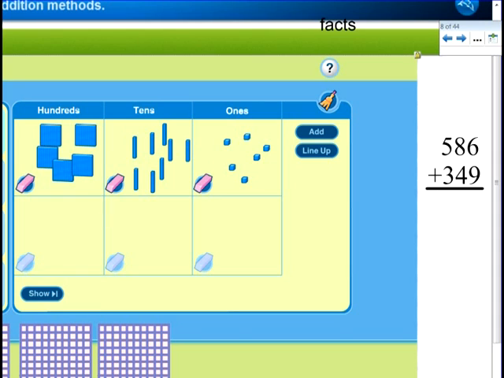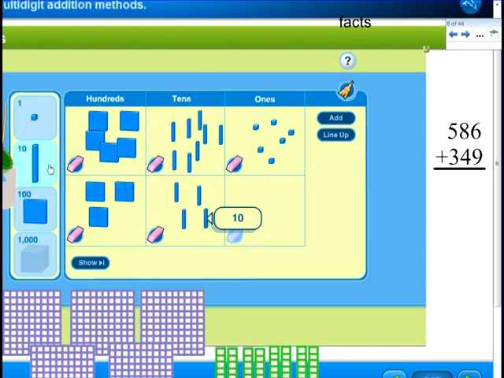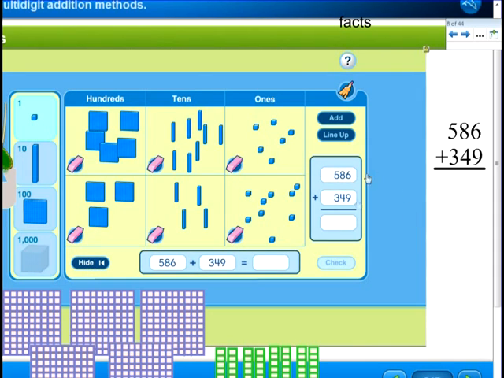So 349 red: 1, 2, 3 hundreds. That represents the 3. And how many tens? 1, 2, 3, 4. And how many ones? Ooh, there's a lot. So 349. So let's see if we've got them correct. 586 plus 349. Well, let's do this one together.